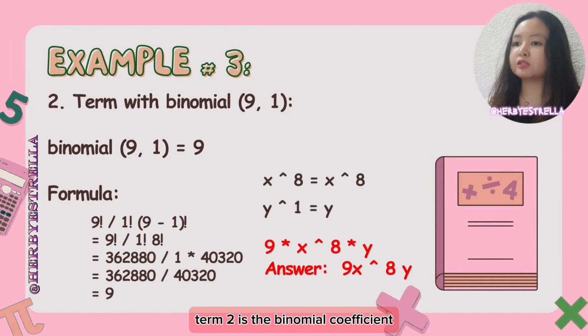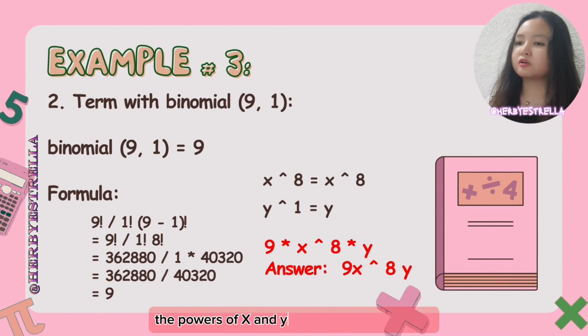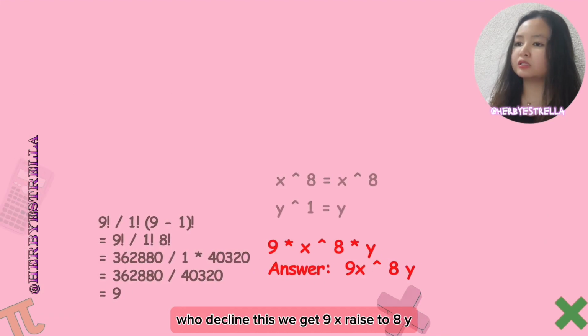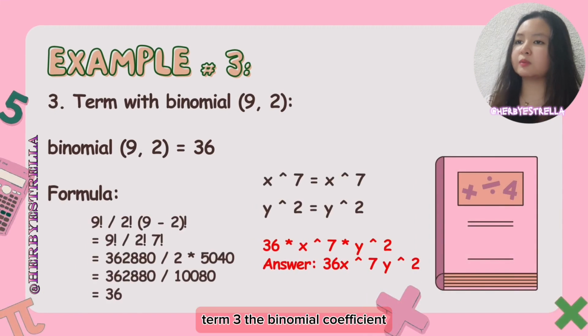Term 2 is the binomial coefficient binomial 9 choose 1 equals 9. The powers of x and y are 8 and 1 respectively. Multiplying this, we get 9x^8y. Term 3 is the binomial coefficient binomial 9 choose 2 equals 36. The powers of x and y are 7 and 2 respectively.